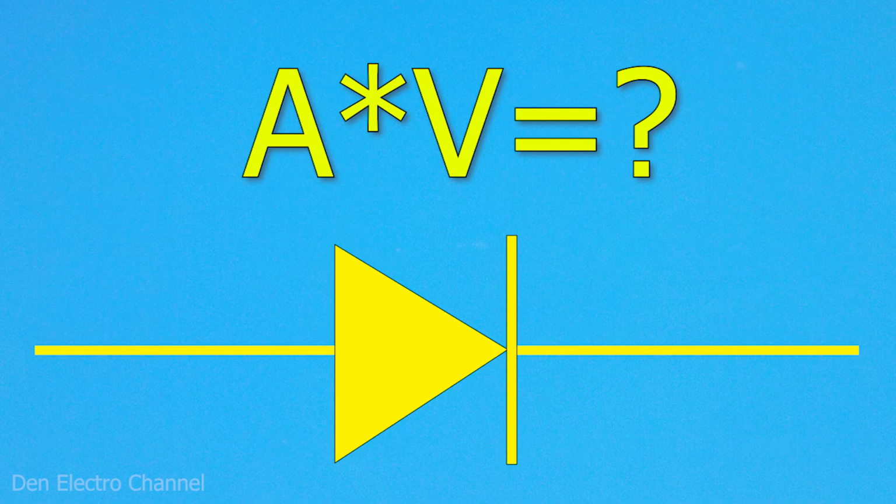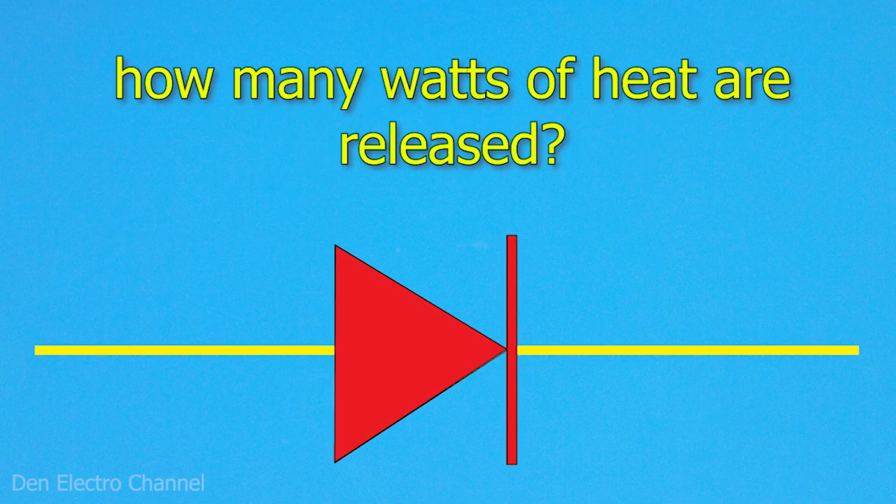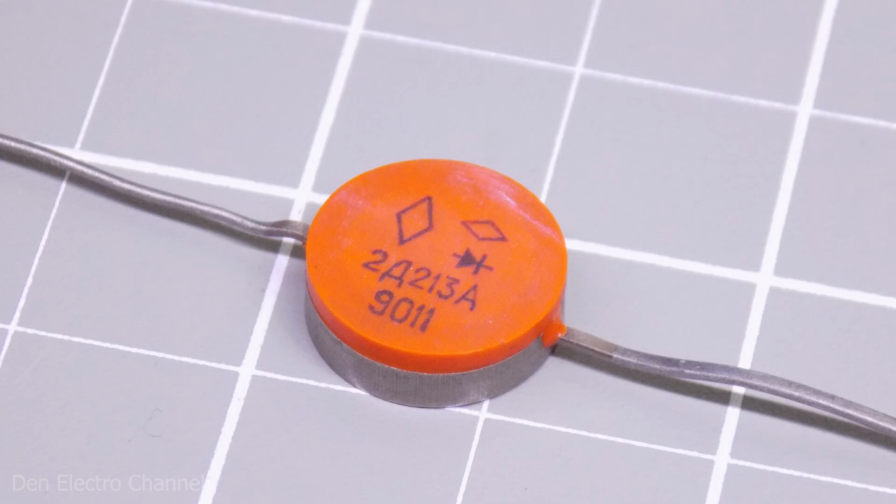Since in this video I'm talking about the voltage drop on the diodes, I want to add a little bit about what kind of thermal power is released on them. Take for example the latest diode 2D213. At a current of 10 amps, 1 volt of voltage drops on it. If we multiply these numbers, we get 10 watts of heat output.